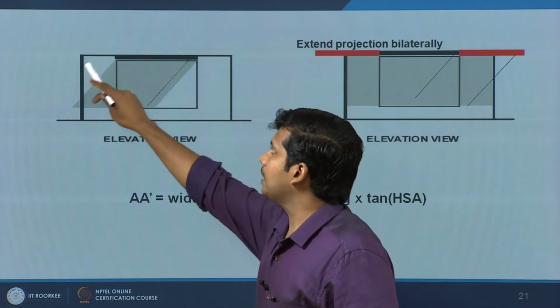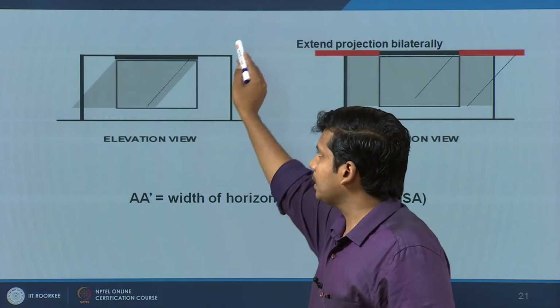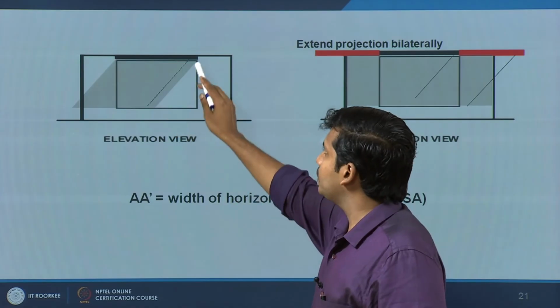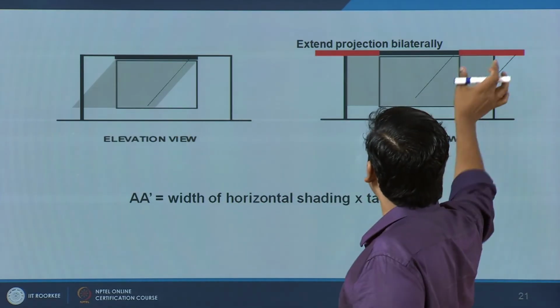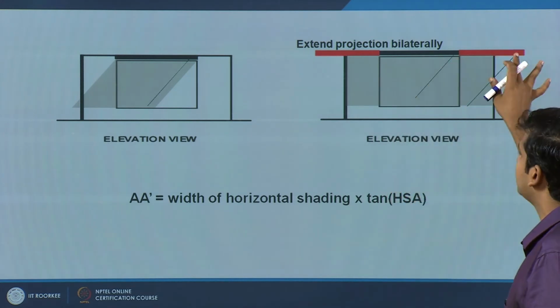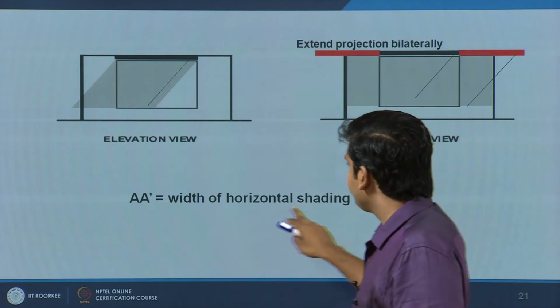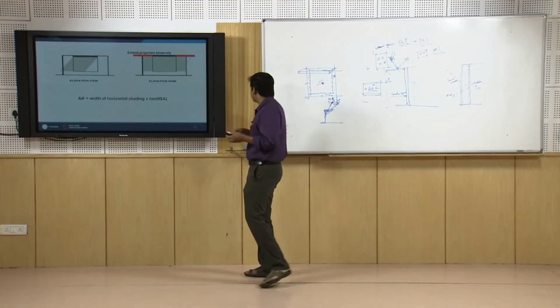Apart from this, another small step which is needed in shading calculation: even if you provide a proper horizontal shading system, if the sun is moving from this end to this end, then you will have sun getting in from the sides. So to cut this off, you need a slight projection. There is a formula here: the depth A dash, shown in the red line, can be given by the width of the horizontal shading into tan horizontal shadow angle. This will give you how much extra projection is required.